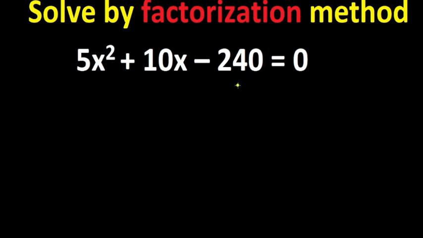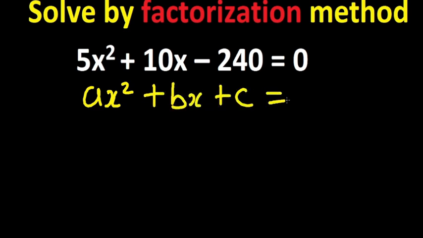Hey guys, in this video, I'm going to show you a trick for solving any quadratic equation using factorization method. So if you have a quadratic equation of this form, ax squared plus bx plus c equals 0, where the coefficient of x squared, that is the lead coefficient, a, is greater than 1. As you can see here, the coefficient of x squared is greater than 1, which is 5.